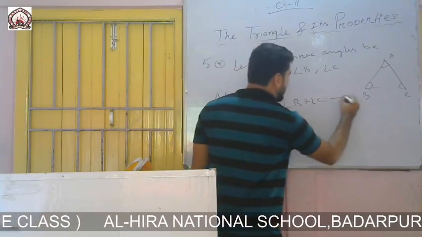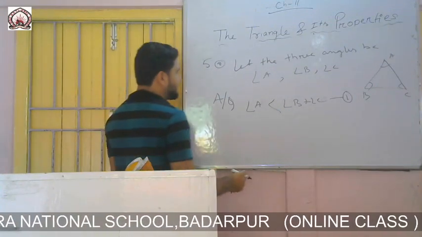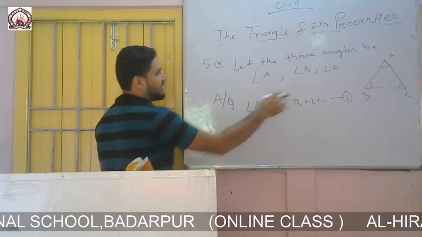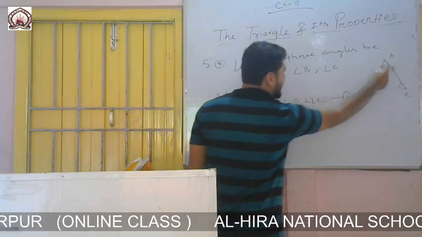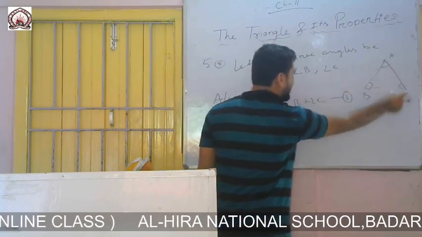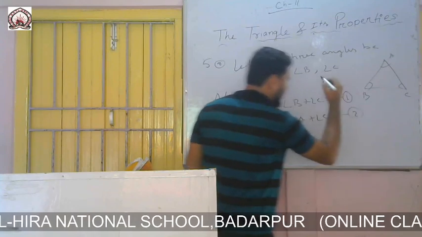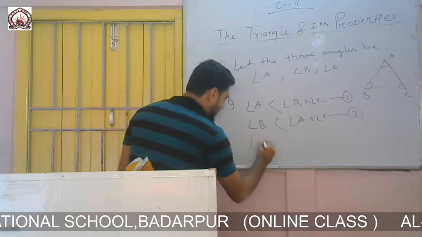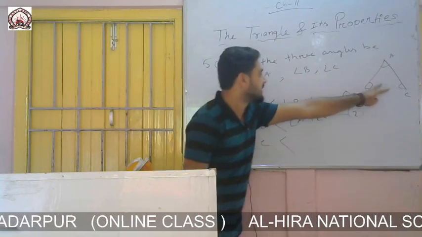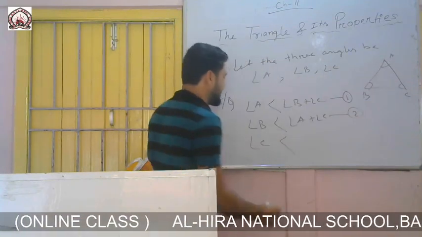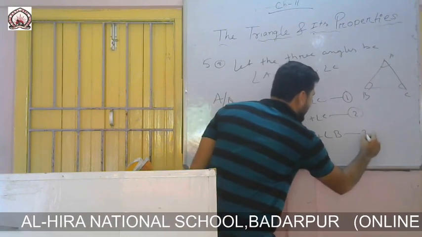You just give it as equation 1. Similarly, as for angle B, it will be like that. Angle B will be less than the sum of angle A and angle C, angle A plus angle C. You give it equation 2. As like angle B, angle C will be less than the sum of angle A and angle B. You give it equation 3.